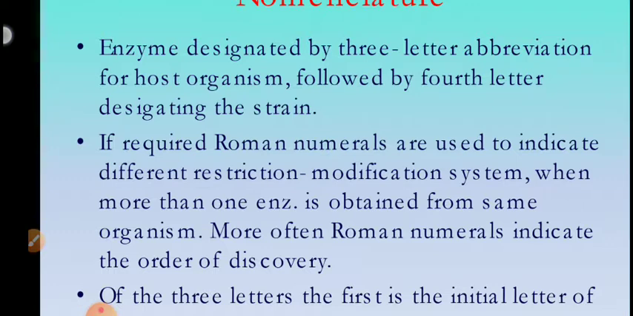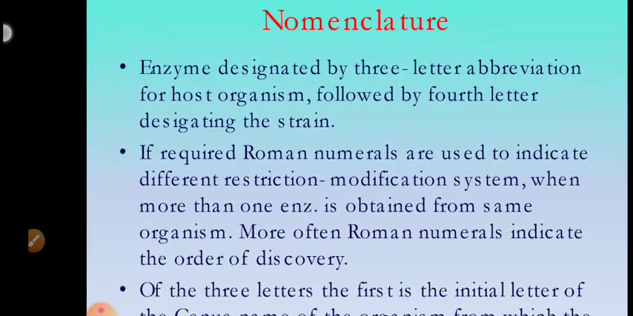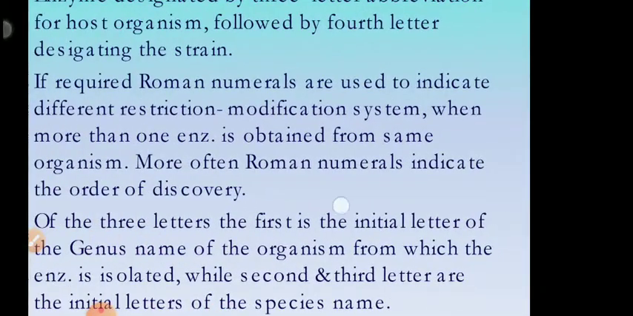Say, for example, if I say Eco, that means E and Co stand for the name of the organism. E, the first letter written in capital, stands for the genus of the organism. The next 2 letters stand for the name of the species. Sometimes the 3-letter name is followed by a 4th letter, which stands for the strain of the organism. And if required, the 4th letter is followed by a Roman numeral.